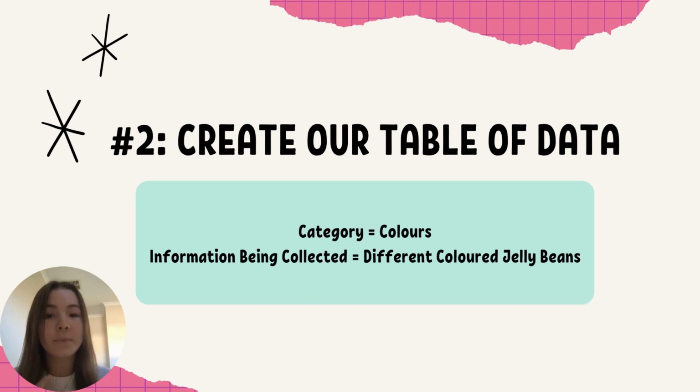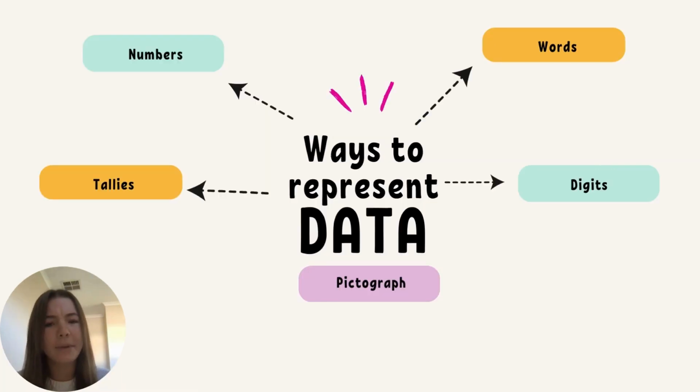So now that we've observed and collected the category of information we're going to be finding from our bag of jelly beans, we're now going to create our table of data. And we do this in preparation before finding and recording the data down. So I've summarized our category, which is written there as colors, and the information we are going to be collecting are the different colored jelly beans. So how can we represent our data? Let's go back to our mind map just here, which tells us different ways we can represent this.